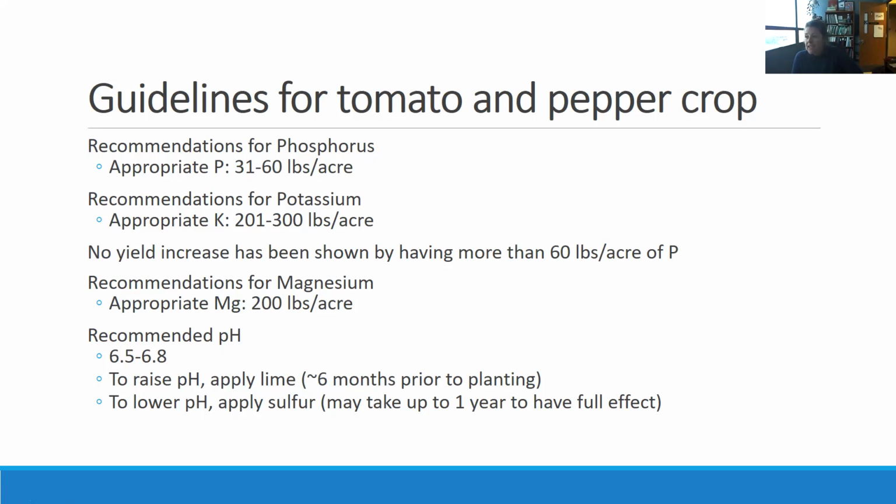That is one of the reasons that I recommend that people test in the fall, so that they can get this test back and prepare for the potential of needing to either apply lime or apply sulfur. Sulfur can take up to a year to have a full effect. So if you need to lower your soil pH, you'd be applying some sort of sulfur product.